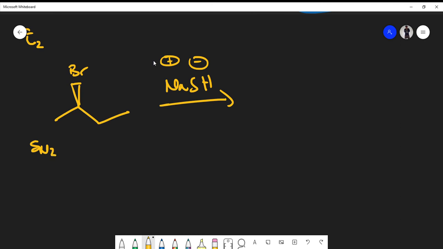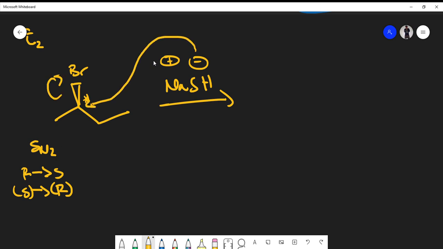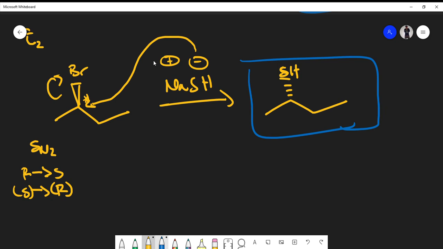Now remember that SN2 reactions show stereochemistry. In other words, what was R goes to S, or what was S goes to R. We're talking about the chiral centers. In this case, we do have a chiral center, so essentially SH is going to come in, attack, and displace the bromine in one step. Now, the SH group is going away, and so this would be our major product for this reaction.